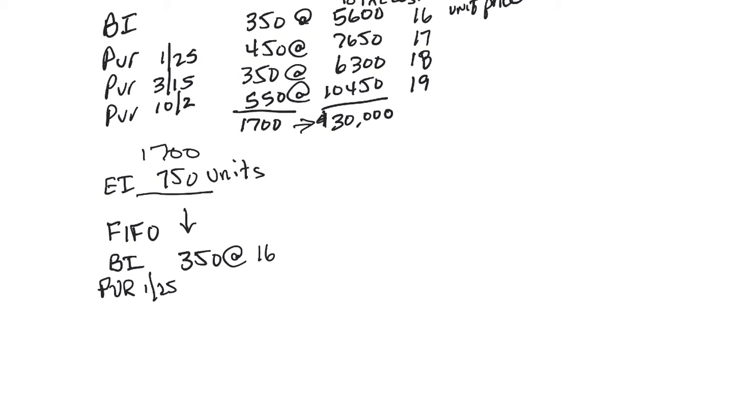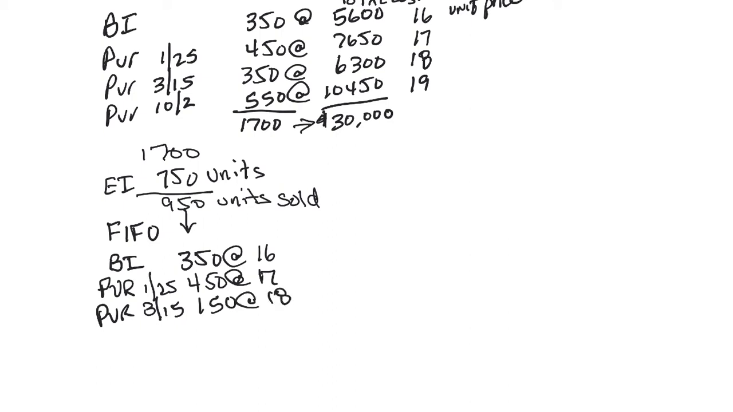I had purchased 450. So if I put 450 here, that's 17. If I add these two up, that's 800 units. But I know that I sold 950 units. So I must have sold 150 more. So then I have to go to the purchases of 315 and 150 at 18.